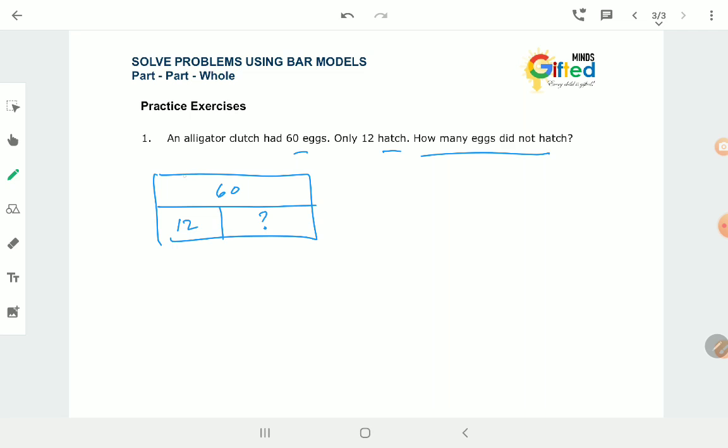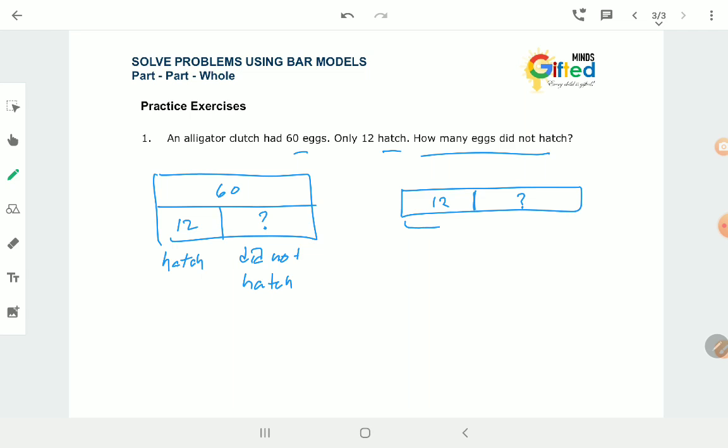All right? So you know the whole, you know the 12, the ones that hatched, and this is the ones that did not hatch. Okay, so that's the visual of the problem. But then how can we show our solution really well? Well, we can draw the whole. So this is now the actual solution, okay? You can draw a triangle. You can divide it into 2 parts. One is 12. One we don't know.